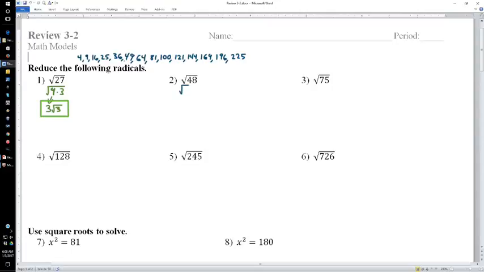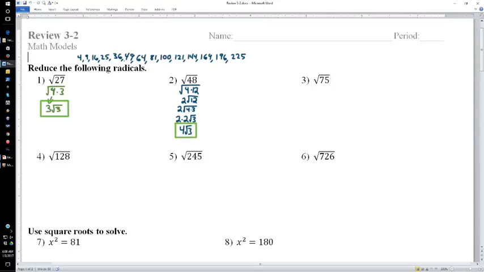4 times 12 is 48. Alright, so if I pull that 4 out, it becomes a 2. But 12 has another 4 in it, so that's 2 on the square root of 4 times 3. And when I pull the 4 out again, the square root of 4 is 2. And then multiply the two 2's out front, that's 4 on the square root of 3. That's your answer.